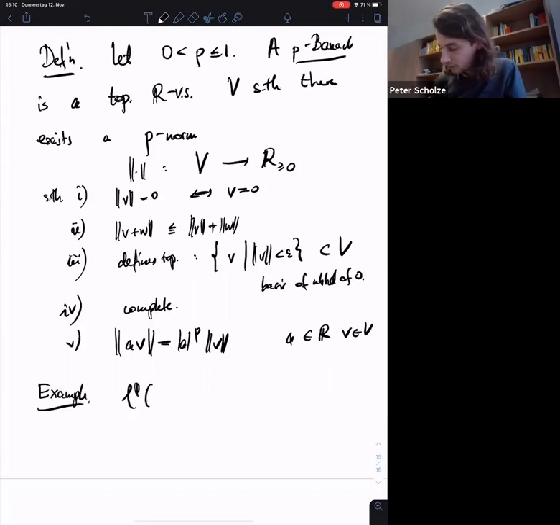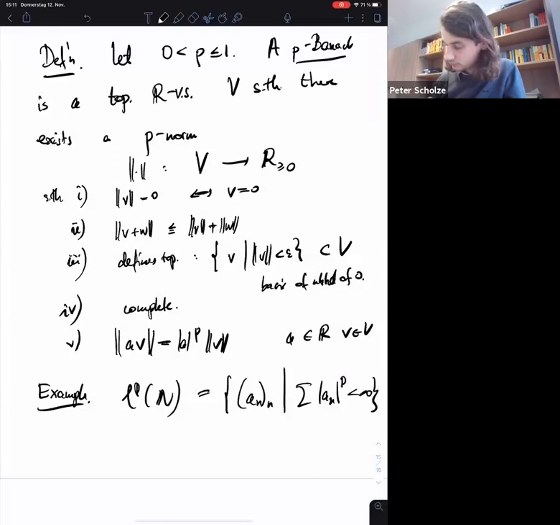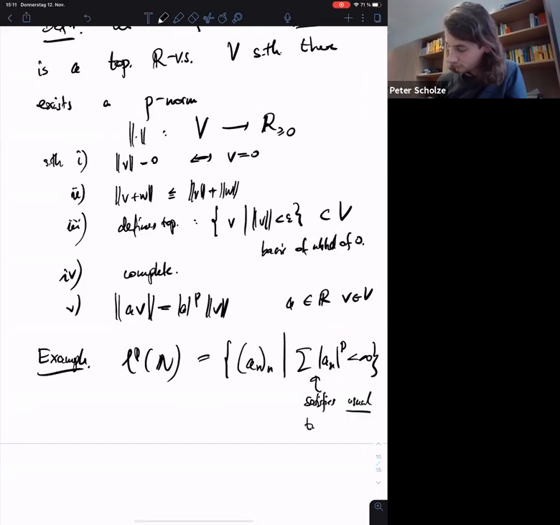So an example would be l^p of N. So these are those sequences where the sum of the absolute values of a_n to the p is finite. And with this thing as a norm. Note that if p is less or equal to one, then this thing still satisfies the usual triangle inequality. Now this will be important later again. So the only thing that's different with this norm is this scaling behavior here.